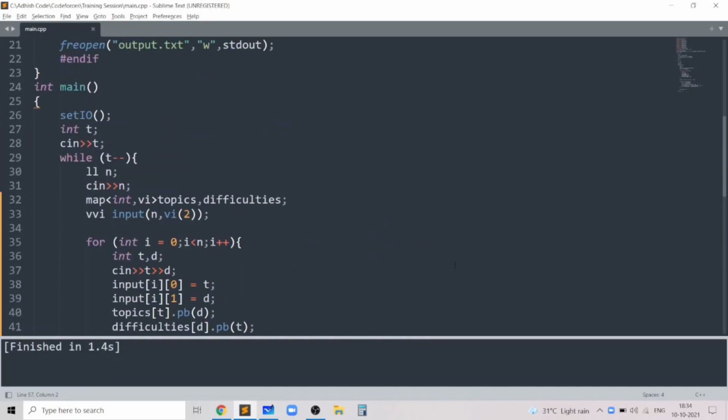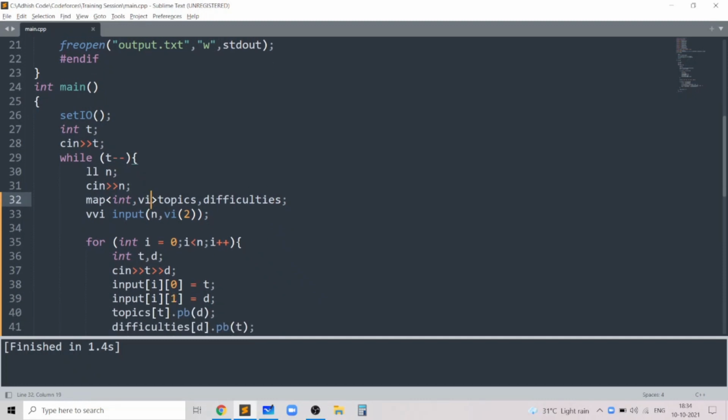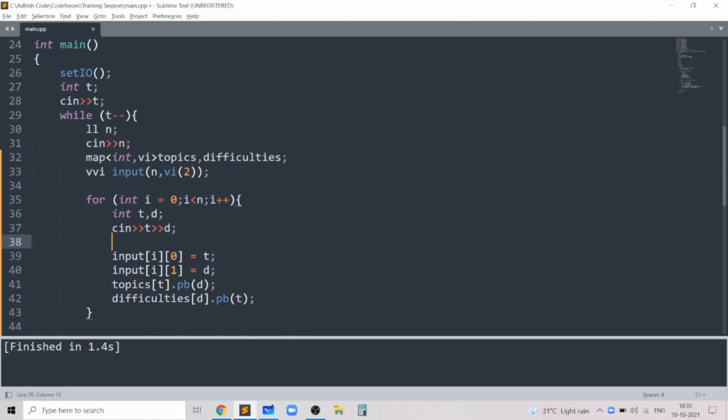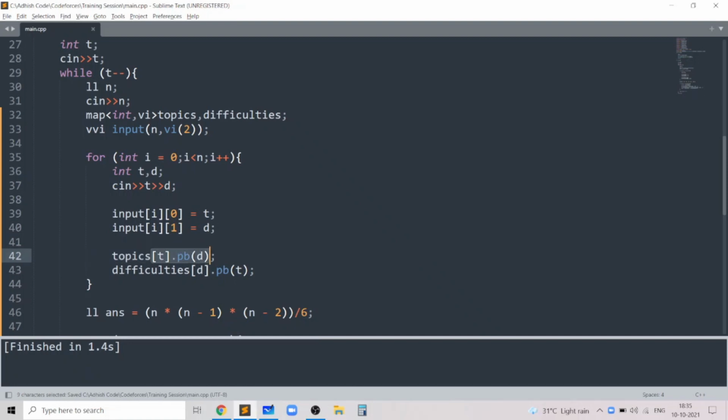So in the code, I store a map from int to a vector in topics, and similarly for difficulties. Then I take in the input using this array. So for each i going from 0 to n-1, I take in the value of T and D, and input i0 is T and input i1 is the difficulty. Then to topics of T, I push back D, and to difficulties of D, I push back T. Because notice that topics of T stores all those indices D which have that topic.